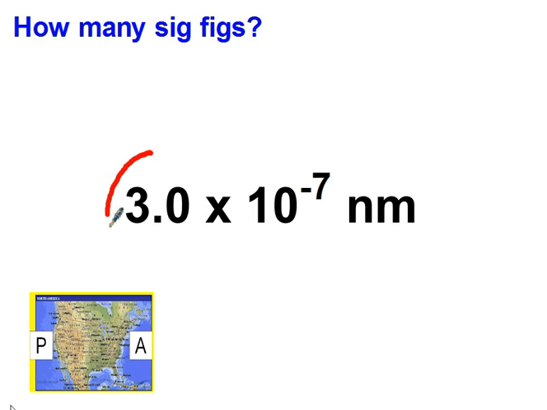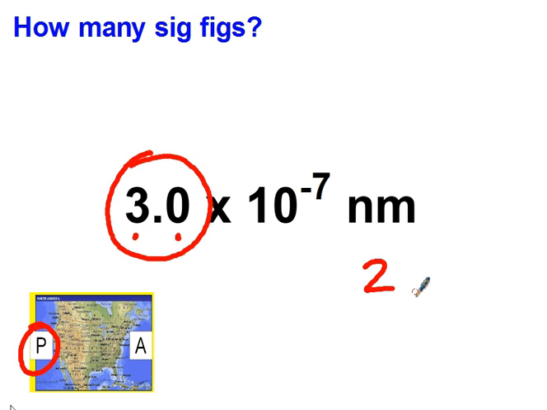Scientific notation makes our lives easier. We only need to look at the coefficient. We apply the same rules. In this case, the decimal is present. Starting at the Pacific, we've got two significant figures.